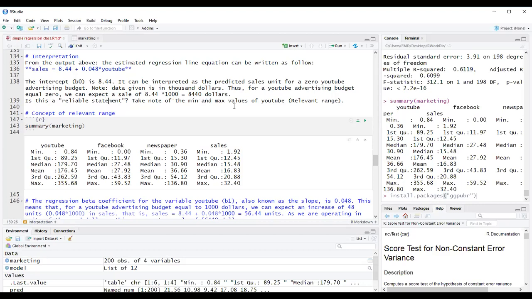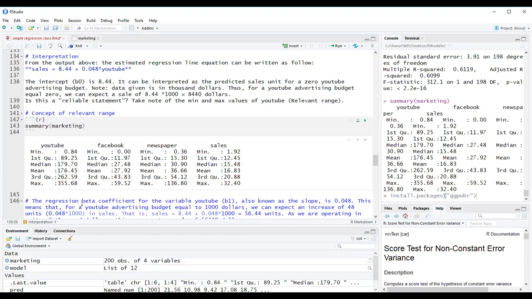Okay, we take note of the concept of the relevant range. Kasi we have predicted sales based on a minimum value of YouTube of 0.84 and a maximum of 355.68. So this means that 0, the value of YouTube is equal to 0, is outside this relevant range. Kasi the minimum is 0.84, tapos the maximum is 355. So it's outside that relevant range. So ibig sabihin nun, guys, we cannot put so much importance or put so much interpretation to that value of sales when YouTube is equal to 0 because it is outside the relevant range.